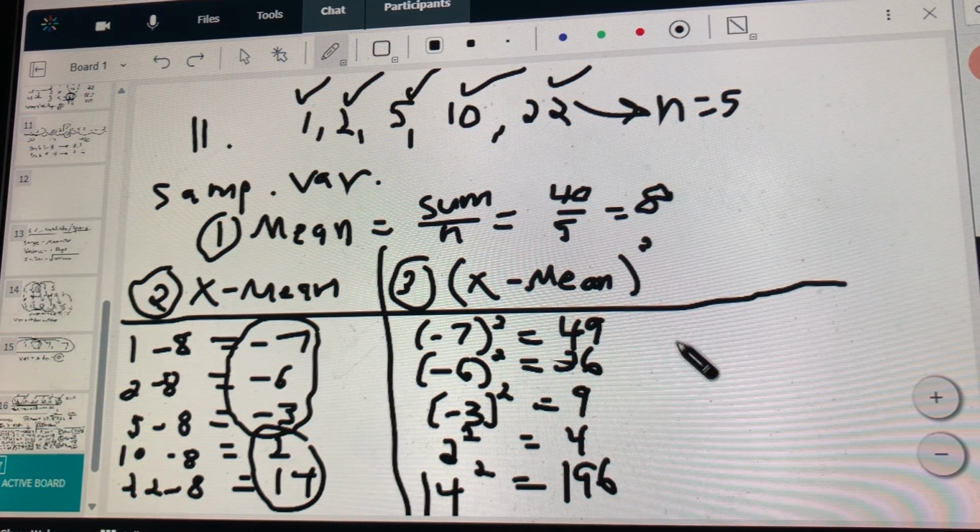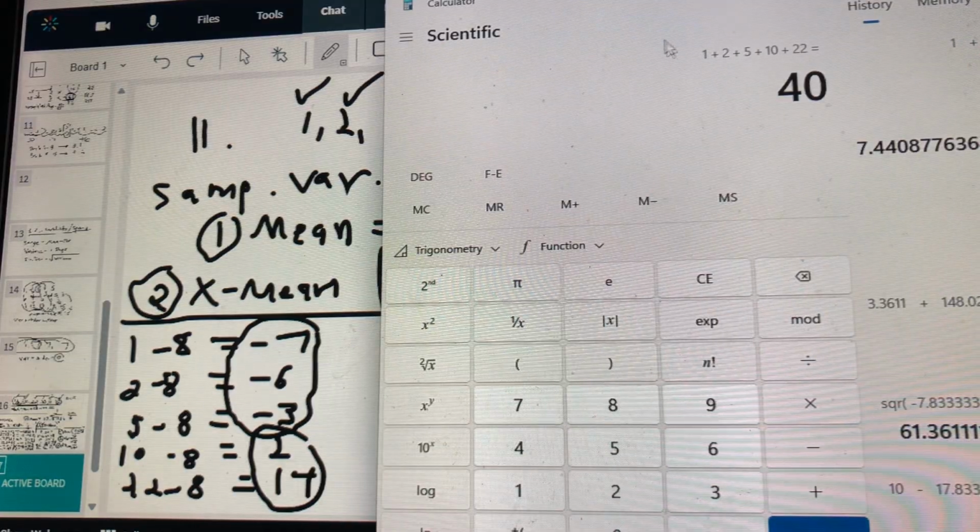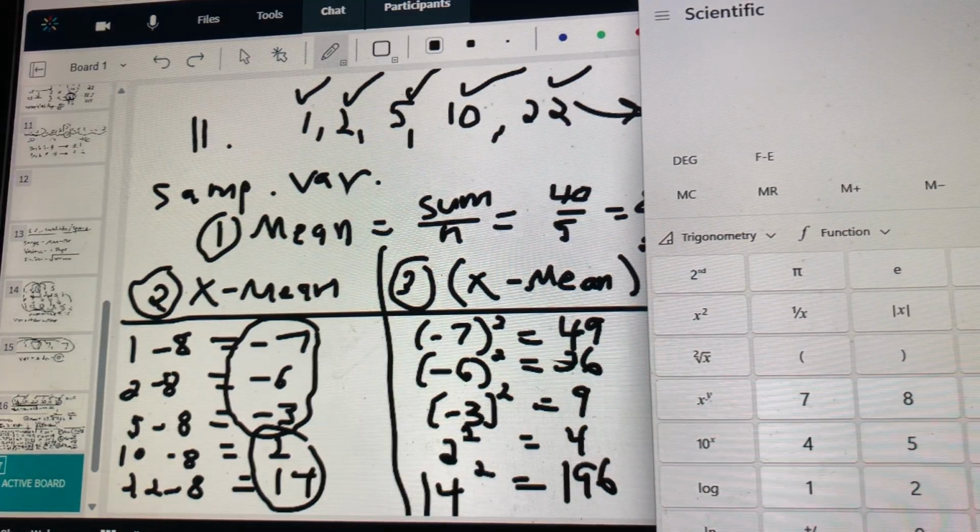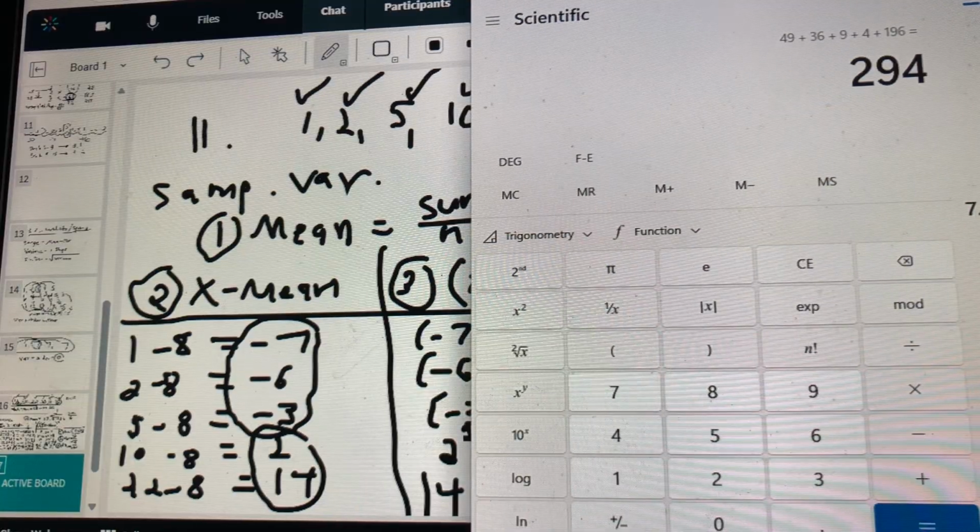So then step 4 is to sum up the third list, the third step, because that one won't add up to 0. That's why we square them all, so they won't be negative. If they're all positive, there's no way it can add up to 0. 49 plus 36 plus 9 plus 4 plus 196. The sum is 294 this time.